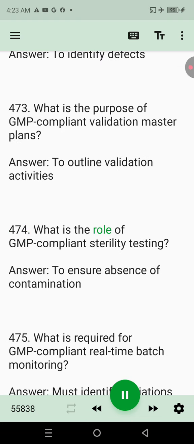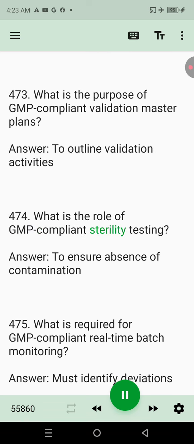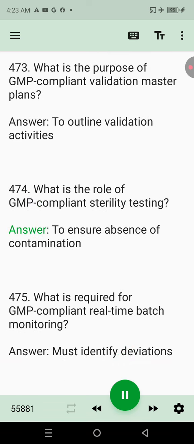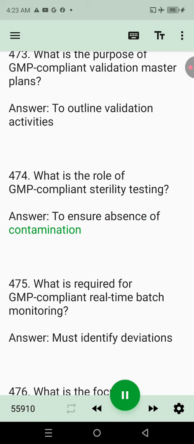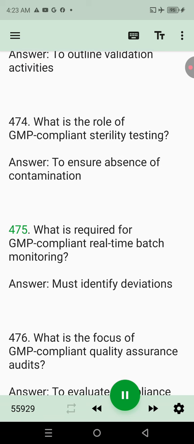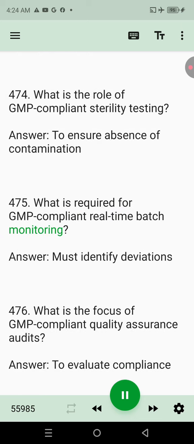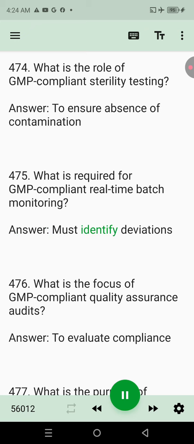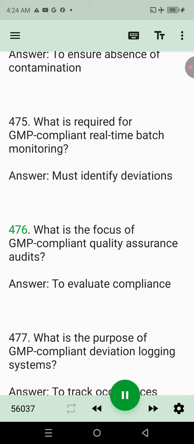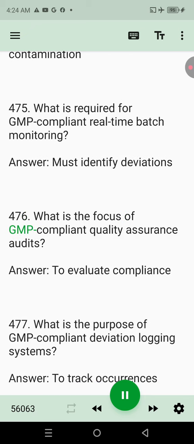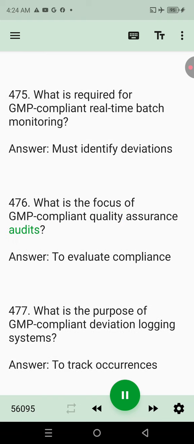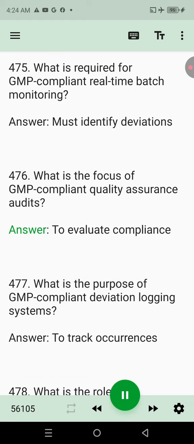474. What is the role of GMP-compliant sterility testing? Answer: To ensure absence of contamination. 475. What is required for GMP-compliant real-time batch monitoring? Answer: Must identify deviations. 476. What is the focus of GMP-compliant quality assurance audits? Answer: To evaluate compliance.